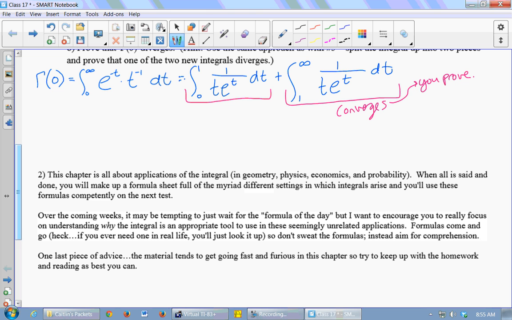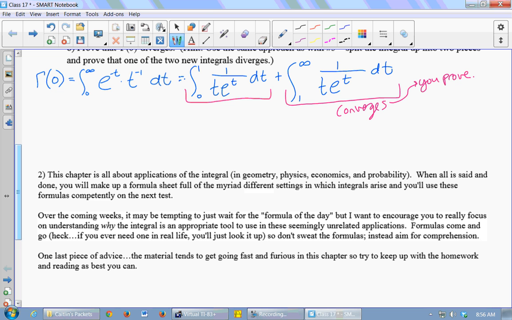Okay, so this first one, we're going to do a little bit differently than we have been doing. I mean, it's not crazy different, but it's tempting to just try to compare this to either 1 over t or 1 over e to the t. Neither one's going to help you, right?